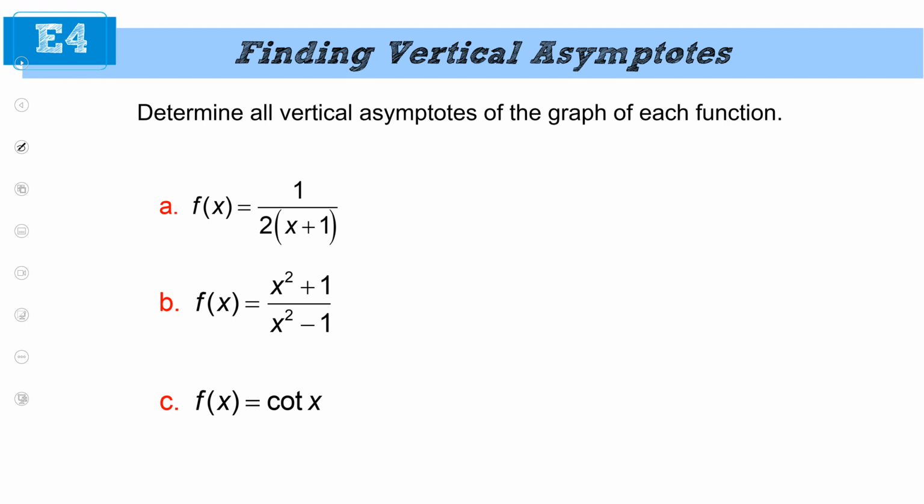Isn't there like a vertical asymptote at 0 and starting like pi, 2 pi, 3 pi, 4 pi, etc.?